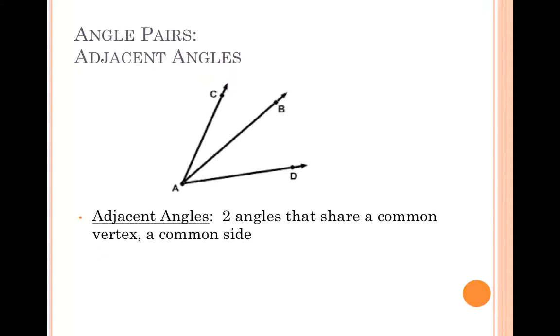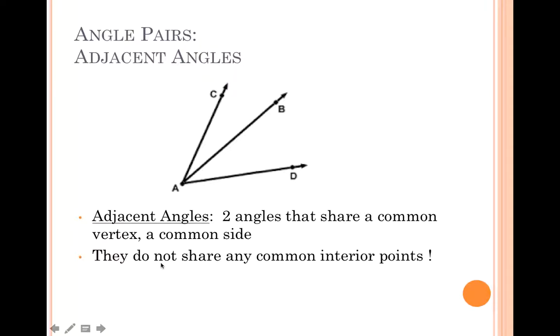So one of the sides of the angles must be the same, and this part is super, super important, you guys. They do not share any common interior points. So they're two angles that are side by side, and if you look at all the points on the inside of the angles, none of them are in common.